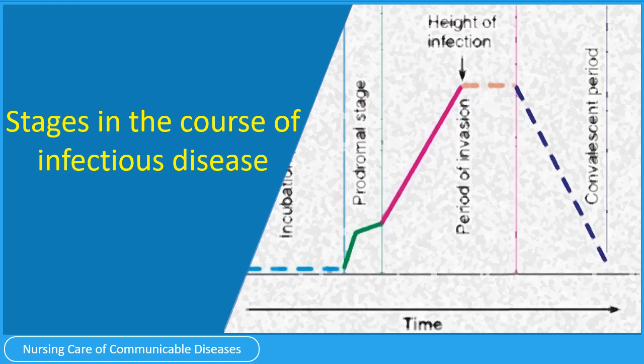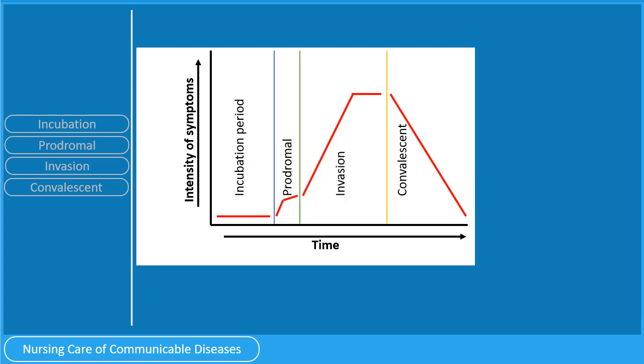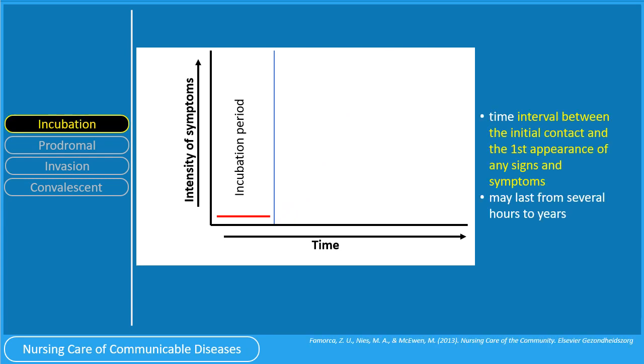infectious disease. The progression of an infectious disease can be divided into stages which are related to the intensity of symptoms. It begins with the initial exposure to the microorganism. These stages are the incubation period, the prodromal period, the period of invasion, and the convalescence. It may last from several hours to years depending on the microorganism.